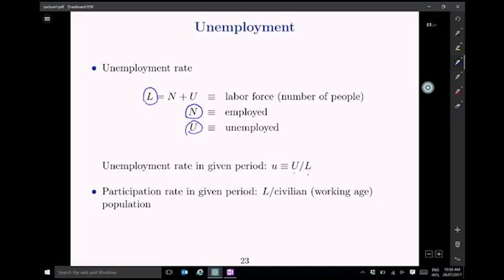And we have another measure called the participation rate. That is the size of the labor force L divided by the civilian population. That's the working age population in Australia. So this gives us the labor force participation rate. Most of you here are not part of the labor force, but you belong to the civilian population.